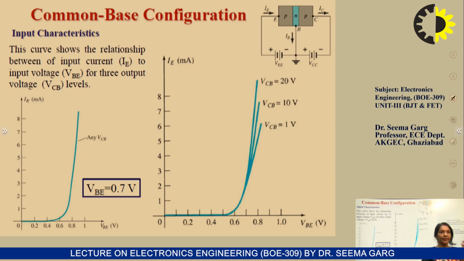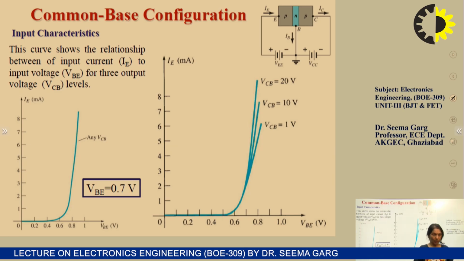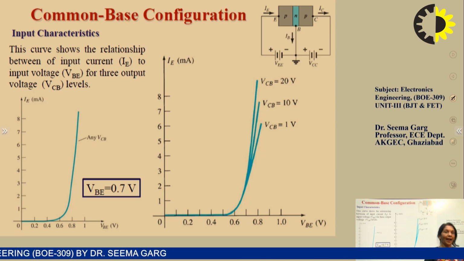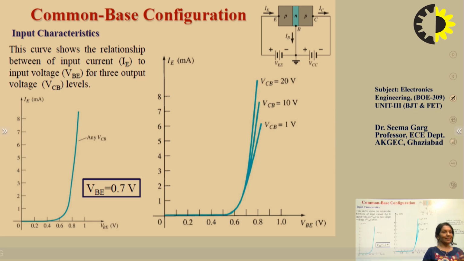So here the 3 types of configuration come into the picture. One is the common base configuration, where the base terminal will be common at the input as well as the output side. In case of common emitter, the emitter terminal will be common at the input as well as output side, and similarly in case of common collector, the collector terminal is common at the input as well as at the output side.